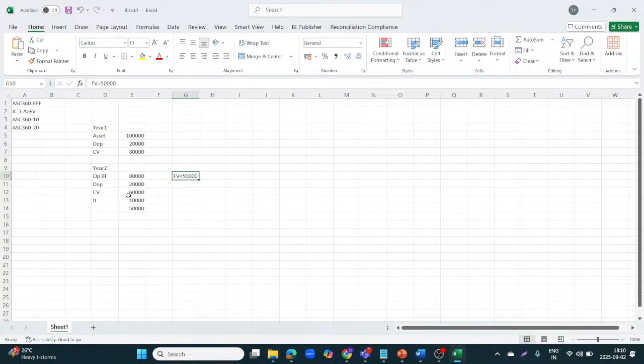So this is only the carrying value. If it is more, that means 60,000 was more than the fair value, in that case impairment loss will be charged. So this is your impairment loss.